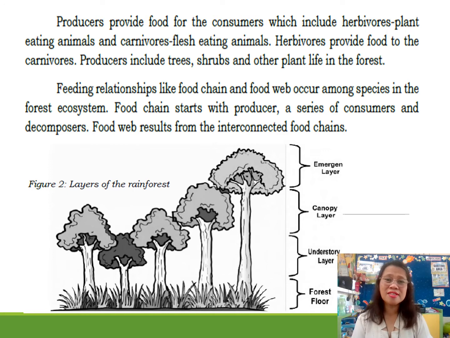Producers include the trees, the shrubs, and other plant life in the forest. Feeding relationships like food chain and food web occur among species in the forest ecosystem. Food chain starts with producer, a series of consumers, and finally decomposers. Decomposers are the organisms that will eat up the carnivores. No? Kanang ilang dead bodies, mga decayed bodies na sila makapalata. Food web results from the interconnected food chains.